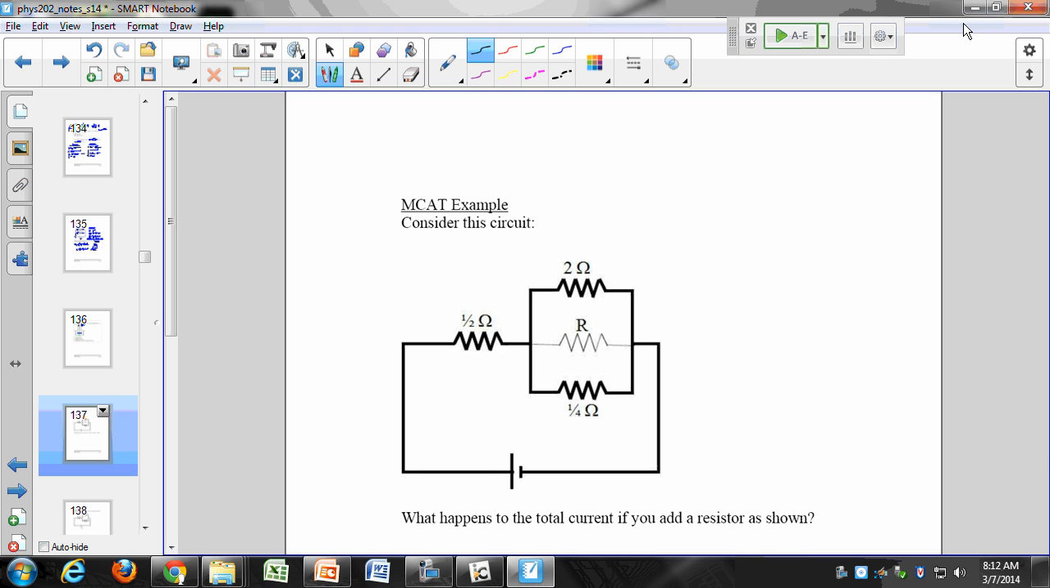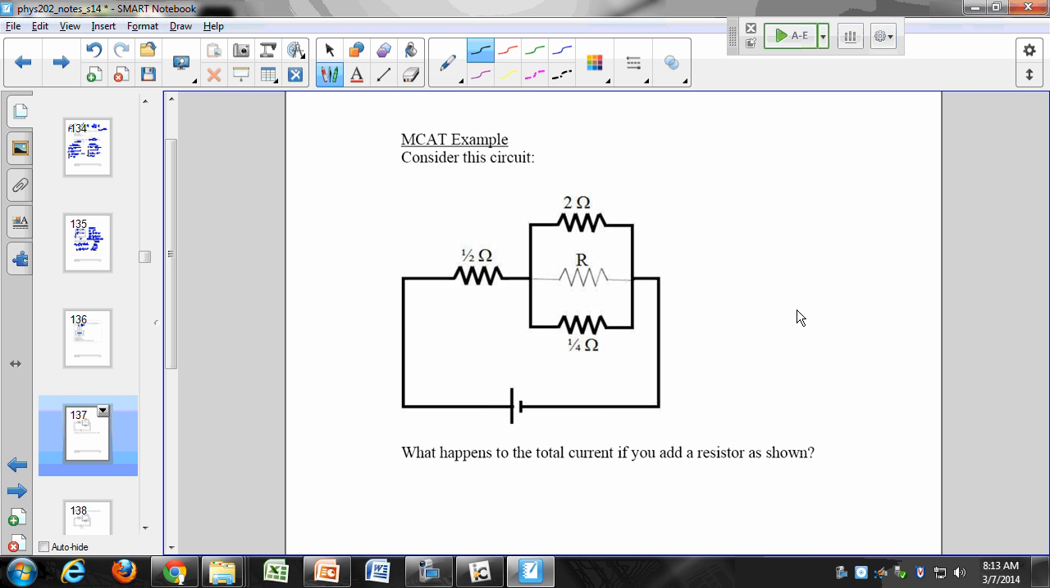Let's do this next little question, this MCAT example. So consider this circuit. What happens to the total current if you add this resistor? So I'm adding this resistor R, and I want to know what happens to the total current. That is the current that comes off of here. You can click in on this.